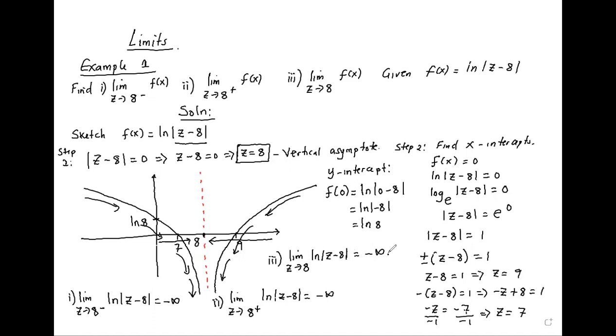If you are asked if the function is continuous at positive 8, you say the function is not continuous because f of positive 8 is not defined. As you can see, at 8, we have an asymptote.